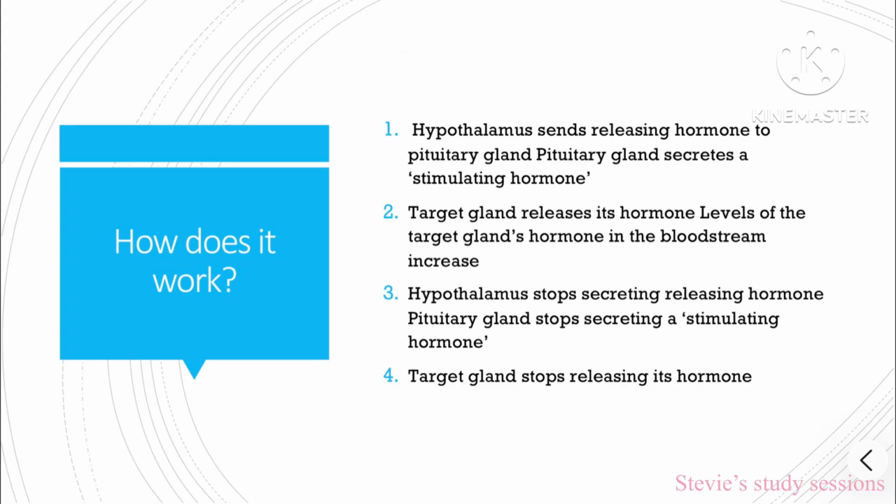The hypothalamus sends a hormone to the pituitary gland, and the pituitary gland secretes a stimulating hormone. The target gland releases its hormone, which leads to the level of the target gland's hormone in the bloodstream increasing. The hypothalamus then stops secreting the hormone to the pituitary gland, which leads to the pituitary gland stopping secreting the stimulating hormone. The target gland stops releasing its hormones. This is because everything should be at optimum function. Therefore, the hormones are no longer needed.